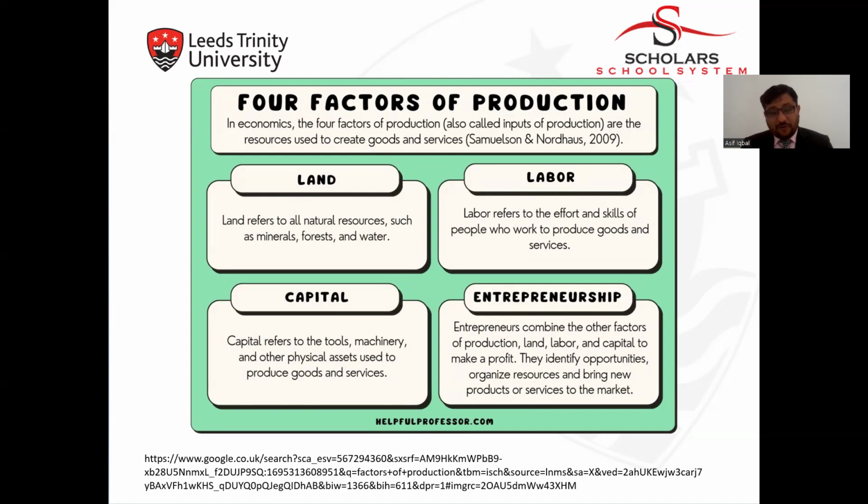Entrepreneurs combine all these factors of production, land, labor, and capital, to generate a profit. Entrepreneurs are the ones who identify the opportunities in the market. They organize the resources and bring new products and services to the market. So entrepreneurs combine land, labor, and capital, and then start the business and bring new goods and services to the market, where these gaps and opportunities are available. So entrepreneurs are the ones who can start that and who can combine land, labor, and capital.